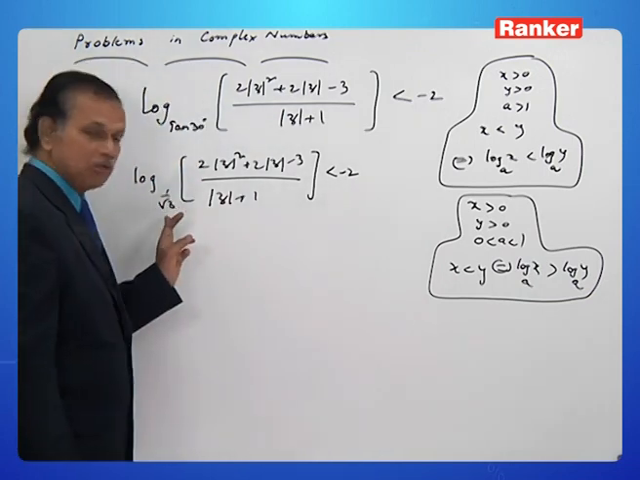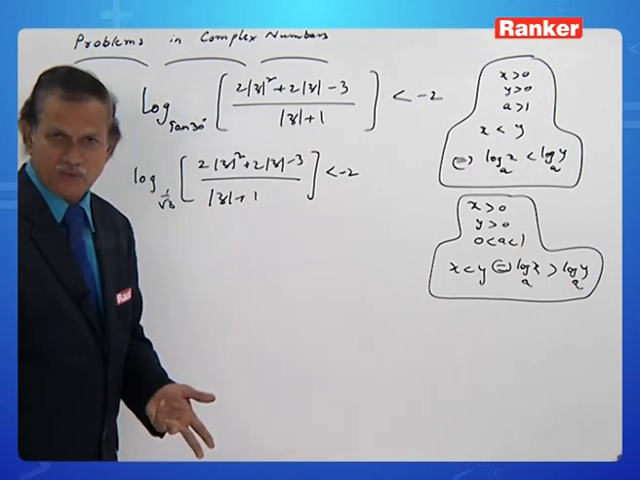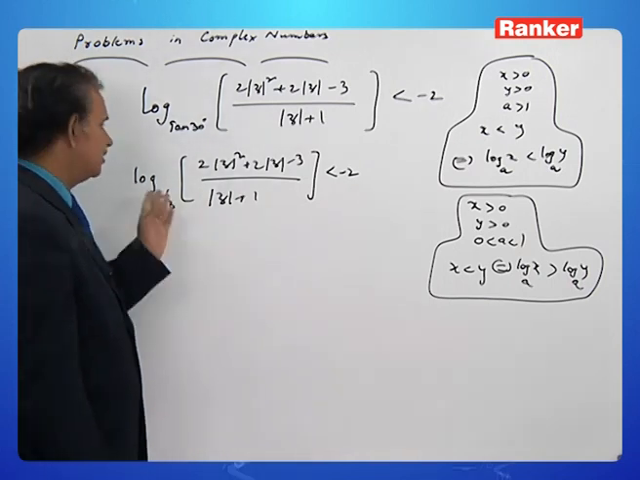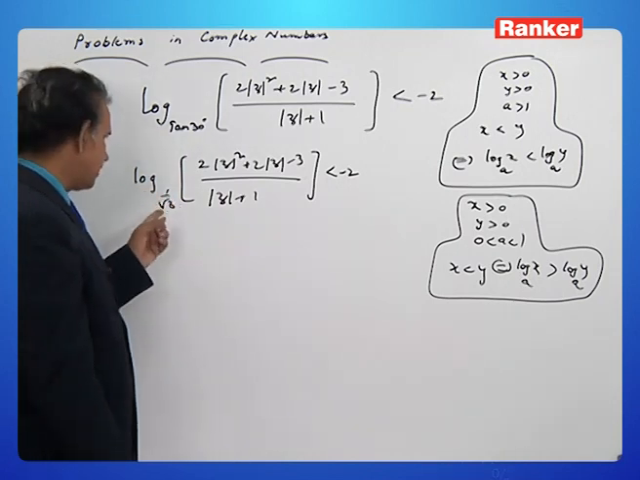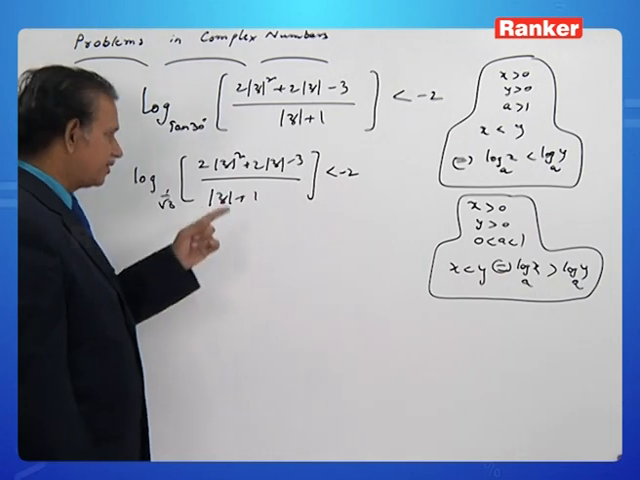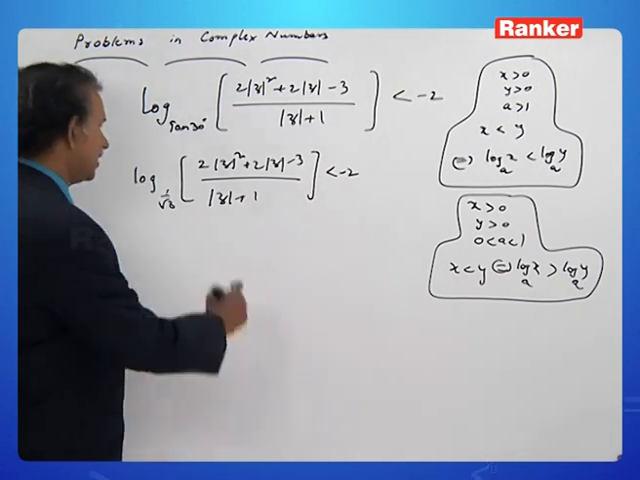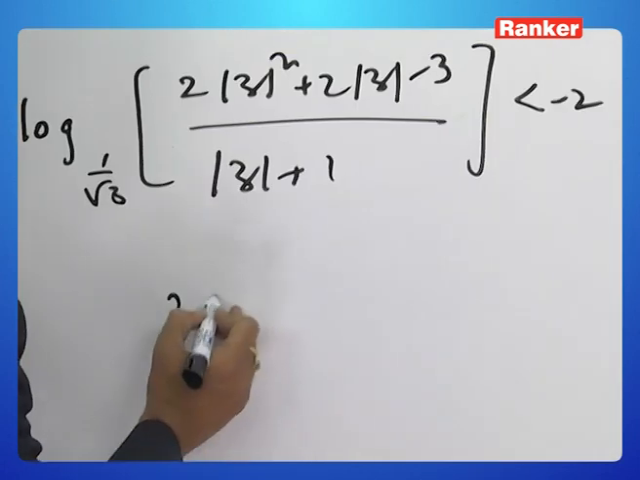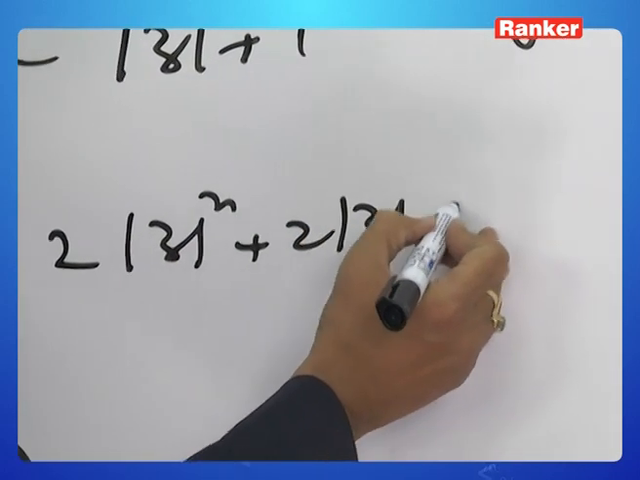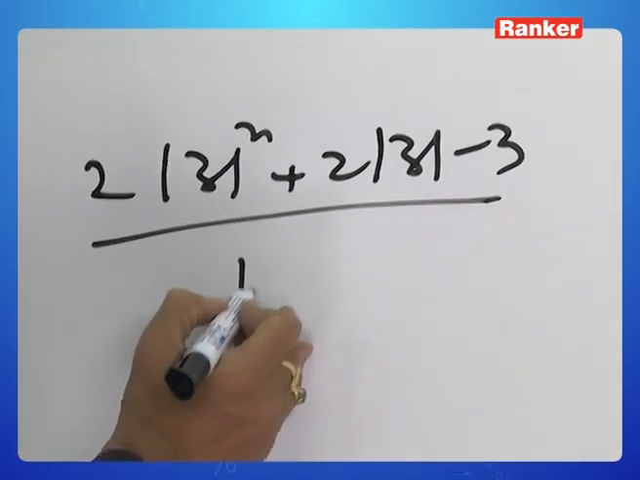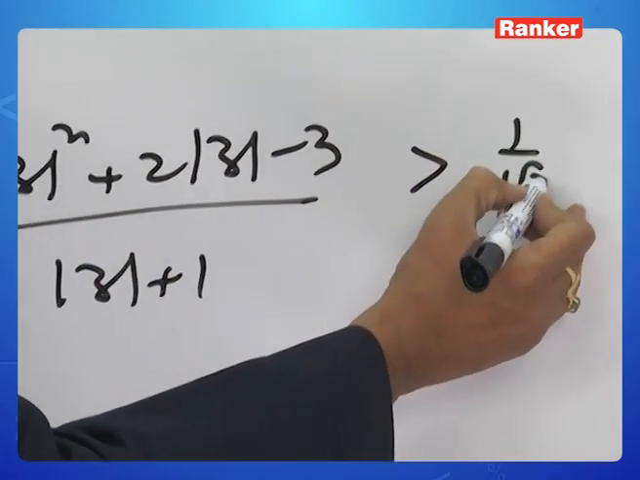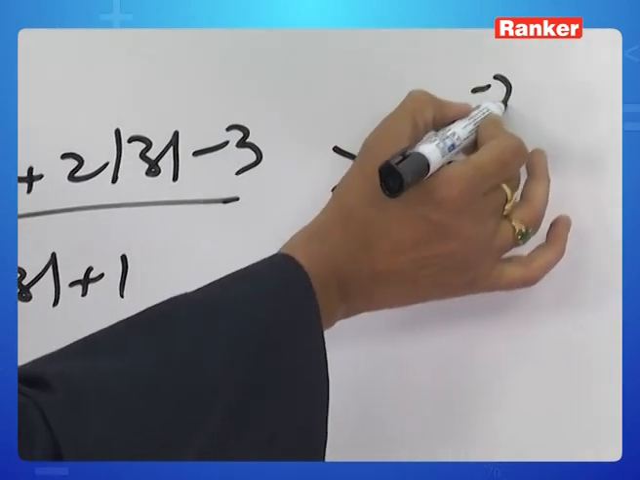Now, 1 by root 3, is it less than 1 or greater than 1? It is less than 1. It lies between 0 and 1. Hence, using the character of a decreasing function, what can you say? This is (2 mod z square plus 2 mod z minus 3) by (mod z plus 1) is greater than (1 by root 3) whole to the power of minus 2.